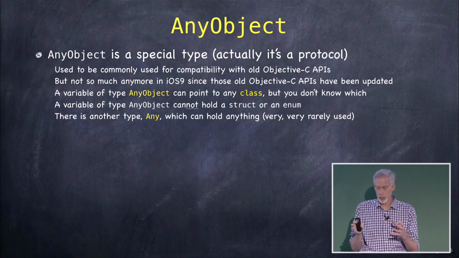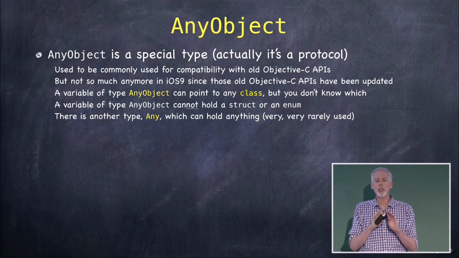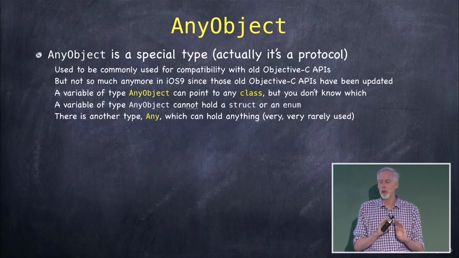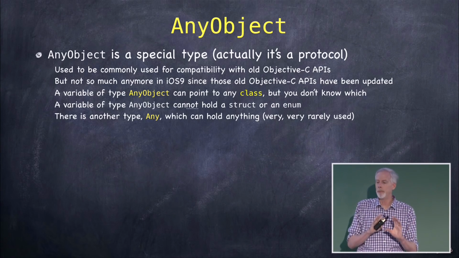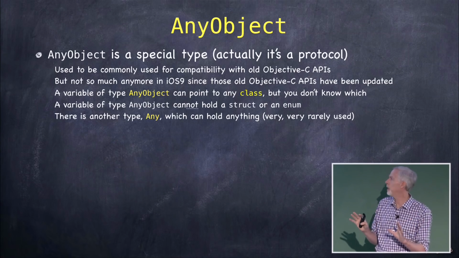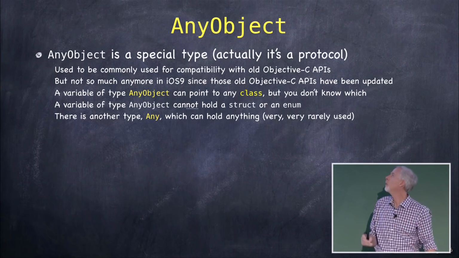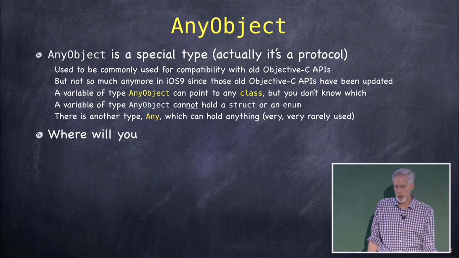Could be a struct, could be a class, anything. In fact, this class we will never use, Any. You probably never want to use it. It's in there, I think, just for language completeness, but I can't even think of a good explanation of why you would want to use it. So we're not even going to talk about Any. But we are going to talk about AnyObject, okay?